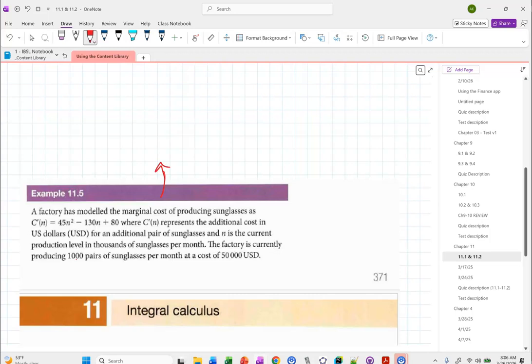It says a factory has modeled the marginal cost of producing sunglasses as C prime of n equals 45n squared minus 130n plus 80, where C prime of n represents the additional cost in US dollars for an additional pair of sunglasses, and n is the production level in thousands of sunglasses per month. The factory is currently producing 1,000 pairs of sunglasses per month at a cost of 50,000 US dollars.